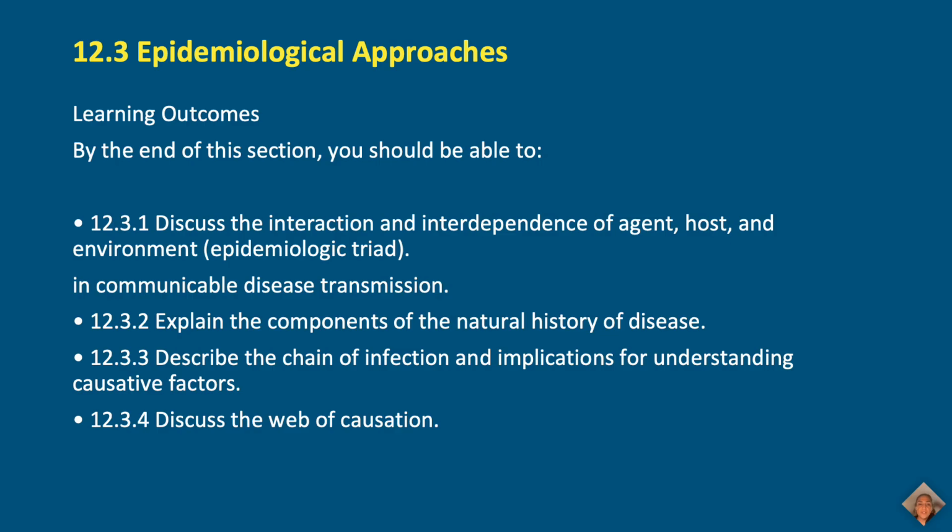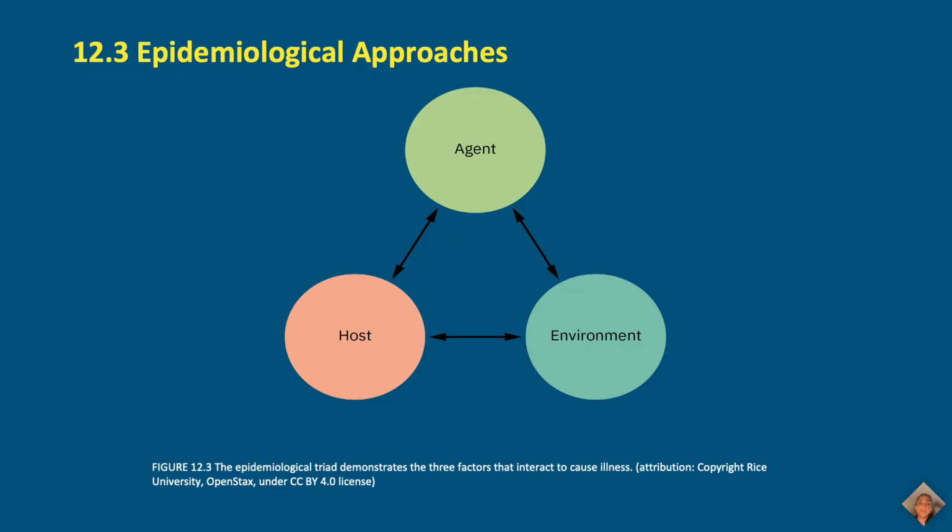Okay, so this next section, we're looking at approaches. So agent, host, environment in that epidemiological triad. And we're going to talk about communicable disease transmission, explain the natural history of disease, and look at the chain of infection and the web of causation.